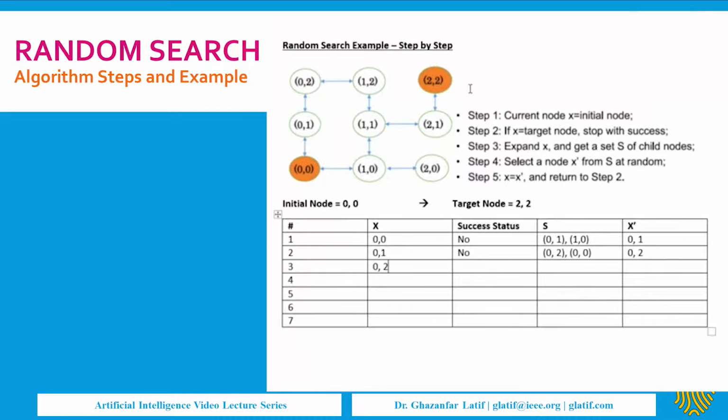Is it a destination node? No, it is not 2 2, it is 0 2. So no. Let's get the child nodes of 0 2. What are the child nodes of 0 2? 1 2 and 0 1. So I will just add them into the S list: 1 comma 2 and 0 comma 1. Again, select any node randomly from S. Let's suppose I selected 1 comma 2 as x prime. Next time 1 comma 2 will become x.